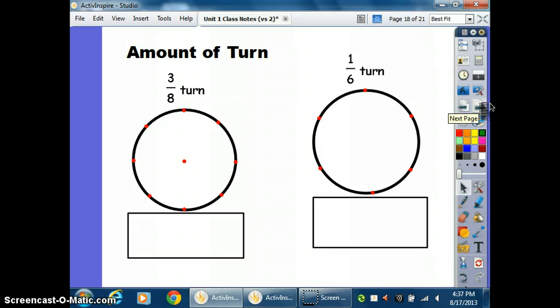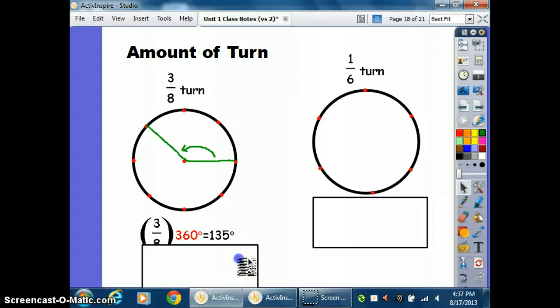2 more times. 3/8 of a turn. Again, I've drawn in the dots to help us cut it into 8s. I'll draw a radius. I want to turn 1, 2, 3. 4/8 would have made half of a circle, right? A semicircle, but we're only going 3/8. 1, 2, 3. 3/8 times 360 will give me 135 degrees. That angle again is obtuse, larger than 90. 135 degrees. And our last one.